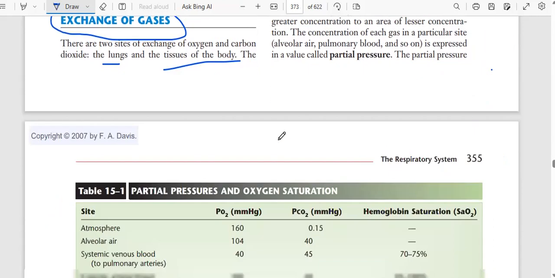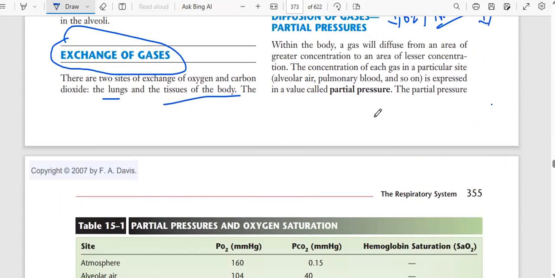So basically, if there is less oxygen, our cells need two things to produce energy. One is oxygen, the next is glucose. Both combine and you will get energy.